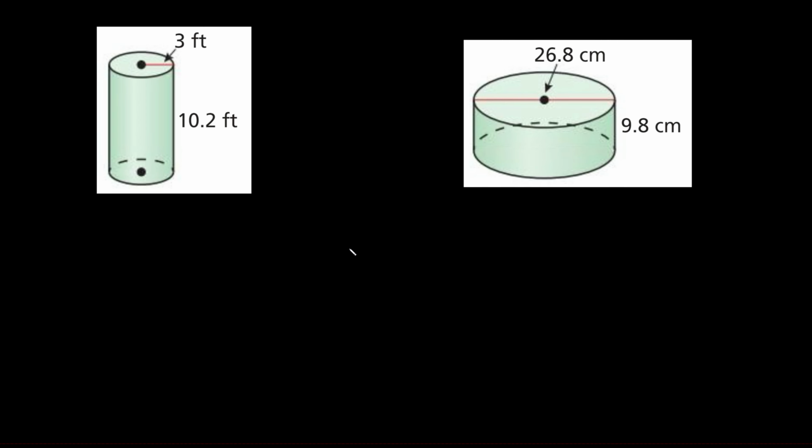So in this video, I'm going to teach you how to find volumes of cylinders. And we're going to go over two examples, one where you're given a radius and the other one where you're given a diameter. All right, so let's start with this one with the radius.